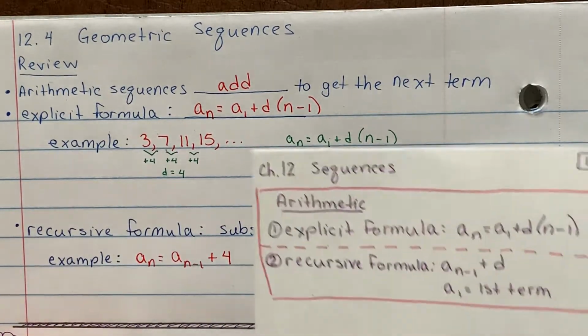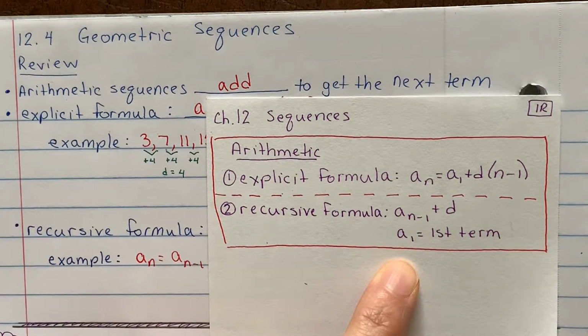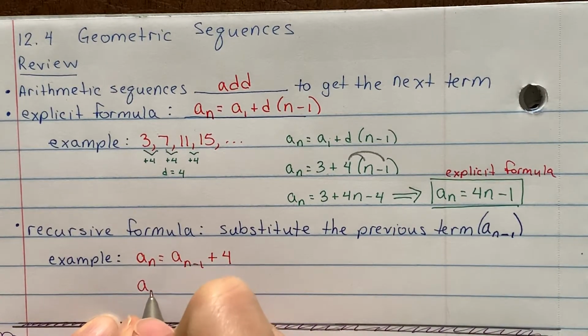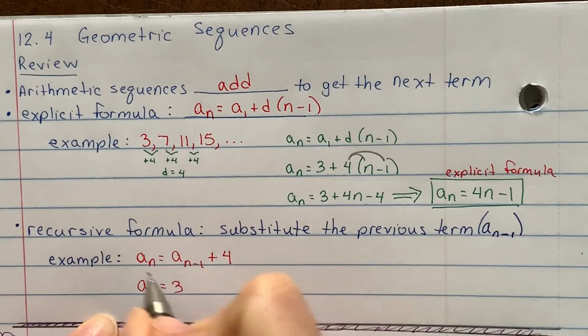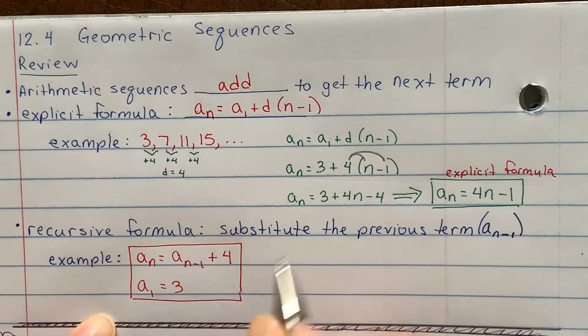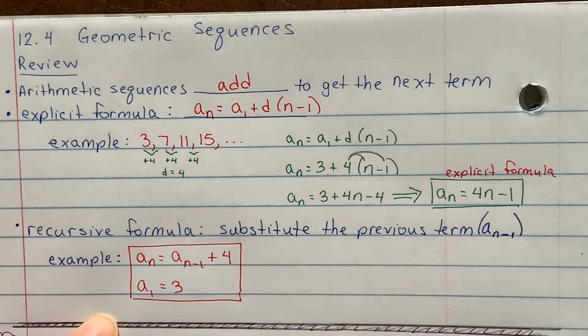And then also with the recursive formula, here's my little cheat sheet. You need to write down what a sub 1 is. Well, in this particular problem, what is a sub 1? a sub 1 is the first term, and the first term is the number 3. So this was a review from what we did yesterday in the notes on how to come up with an explicit formula and how to come up with a recursive formula. And that's all about arithmetic. Now let's go ahead and move on to geometric.